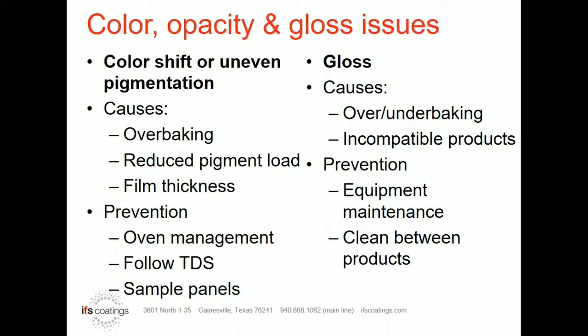Okay, moving on to colour and gloss issues. So what are they? Well, I guess the name speaks for itself, but either the colour is shifted from what it should look like, or the pigmentation is uneven on the coating. And there are a few factors that cause these issues. Over baking is a big one. If the powder is overbaked, white pigments, pale colors, warm colors, and also clears will all darken and yellow.